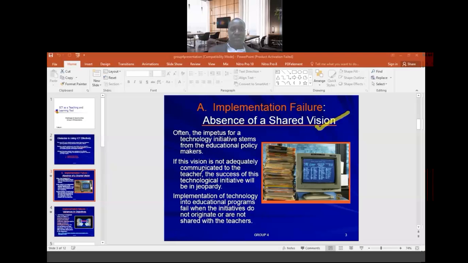from the teacher's perspective. Is this implementation originating from policymakers, or is it an idea that the teachers too have a stake in? Are they part of the implementation initiators? So we are saying that implementation of technology to educational programs usually fails because this process does not originate or is not shared by the teacher. So the vision is not really shared by the primary implementers.